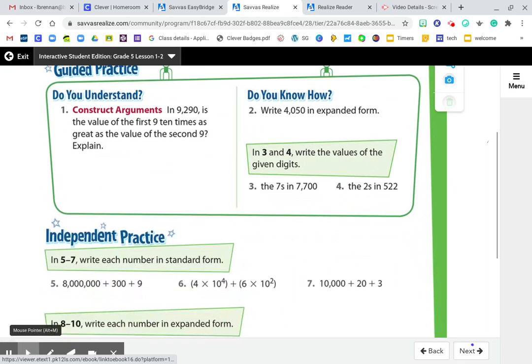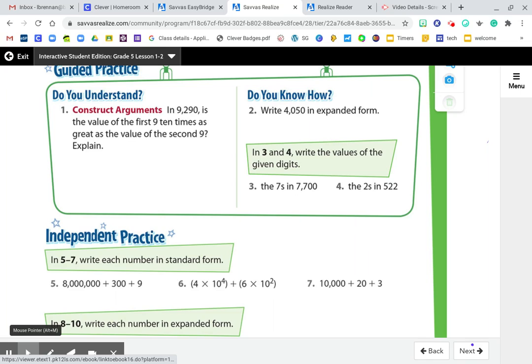In 9,290, is the value of the first 9 10 times as great as the value of the second 9? And that's a definite no. For them to be 10 times as great, they have to be right next to each other. And they're not. There's a 2 in the middle there. So that's a definite no. The 9s are not next to each other in the number. The value of the first 9 is not 10 times the value of the second 9.